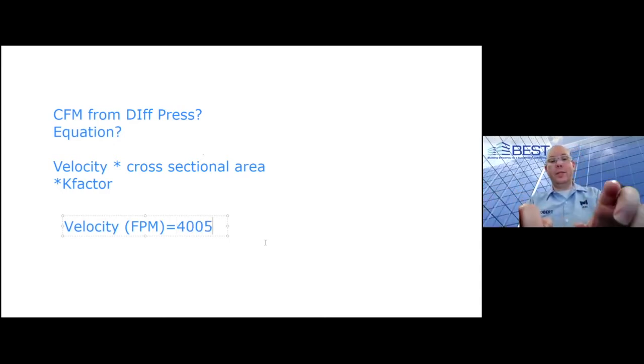But for our equation, velocity in feet per minute is equal to 4,005, that's a constant, times the square root of our differential pressure.